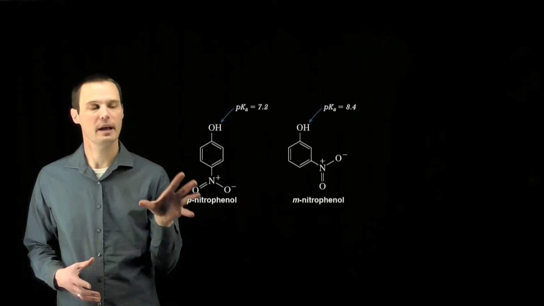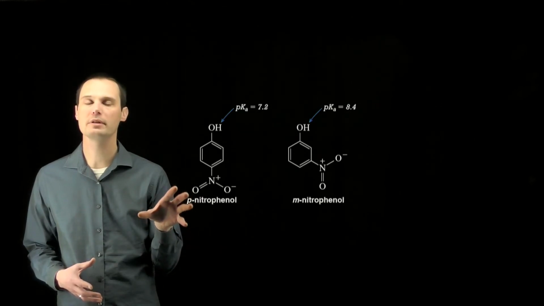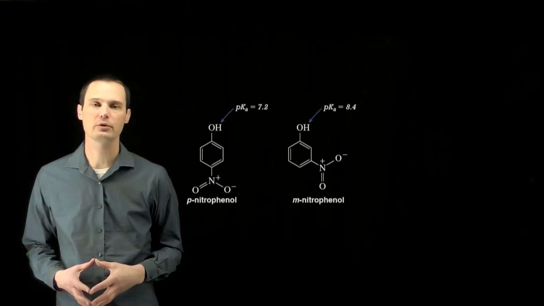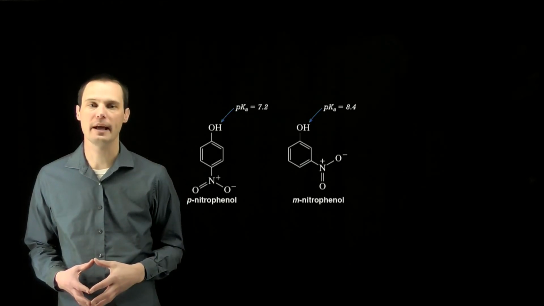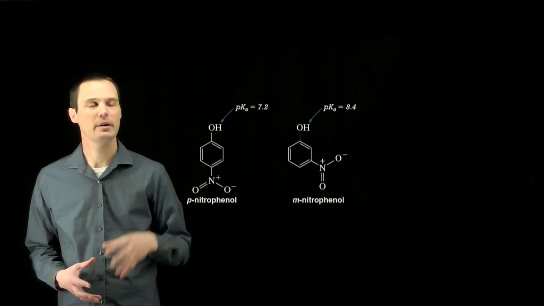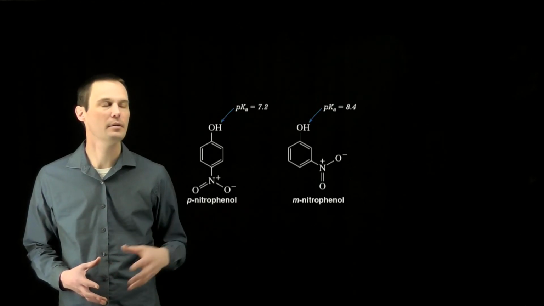version, that makes the conjugate base of para-nitrophenol more stable than the conjugate base of meta-nitrophenol. And a more stable conjugate base leads to a stronger conjugate acid. Therefore, the conjugate acid para-nitrophenol is more acidic than meta-nitrophenol.